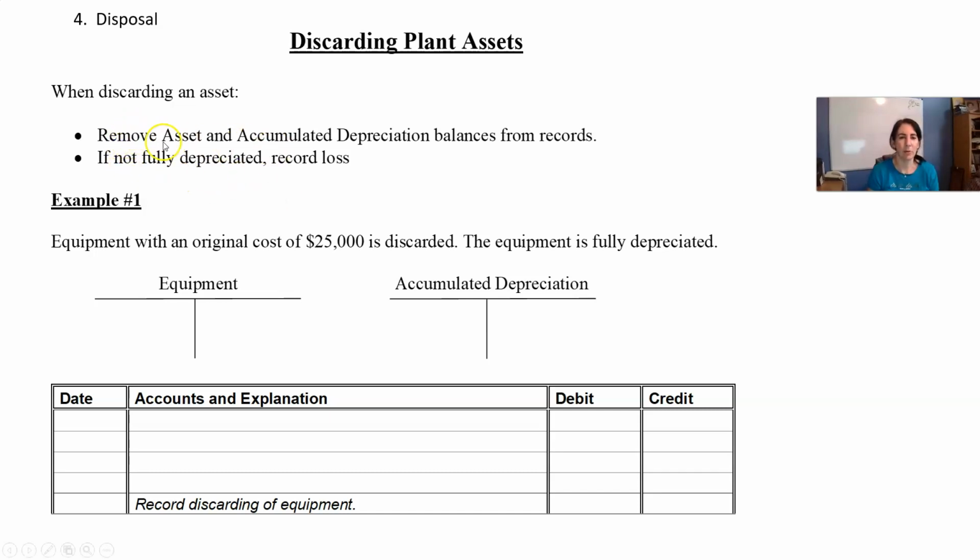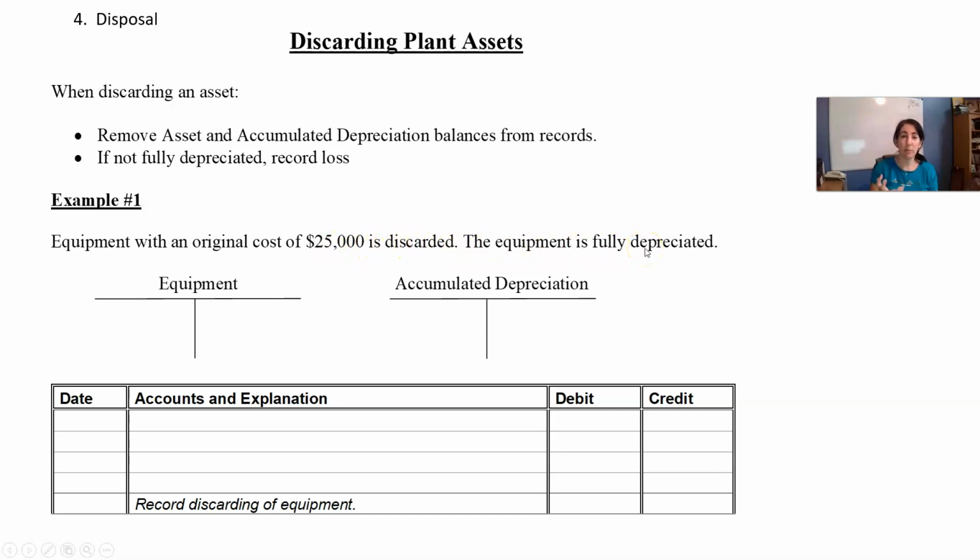All right, so here we go. These are kind of your steps. They don't look like much, but they are. When discarding an asset, remove the asset and the accumulated depreciation balances from the records, and if not fully depreciated, record a loss. Let's show you those steps. Equipment with an original cost of $25,000 is discarded. The equipment is fully depreciated.